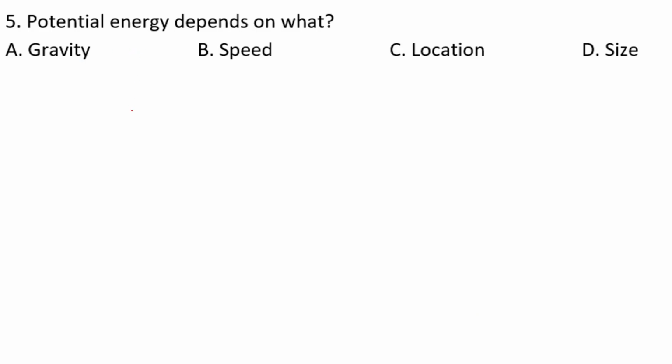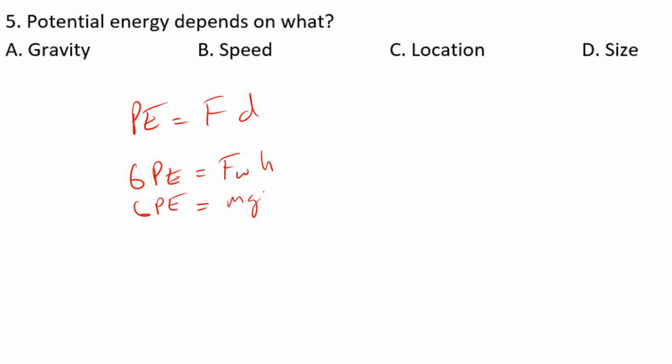Okay, potential energy. There are two ways to get PE. You can do the work, which is force times distance, so it's how much force is applied over a distance. It could be the weight times distance if it's gravitational potential energy. GPE equals mass times gravity times height. Or the simpler version, if you're given a weight, is weight times the height.